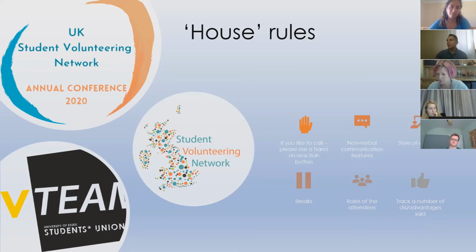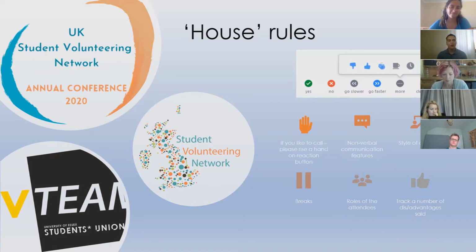There are some non-verbal communication features, as you can see here. If you open the attendance list, you should be able to see yes, no, go slower, go faster, or more reactions in there. They are just an indication for the presenter. If I ask a question, I might ask you to vote, so I will be able to see how many people are saying yes or no to particular things. It's also a very good indication if you feel that I'm talking too fast or way too slow, okay? So please use those features. I will keep an eye on them, because it will help to facilitate and make the experience better.